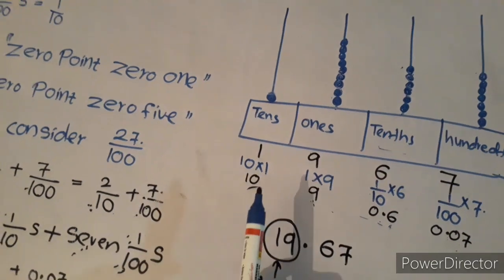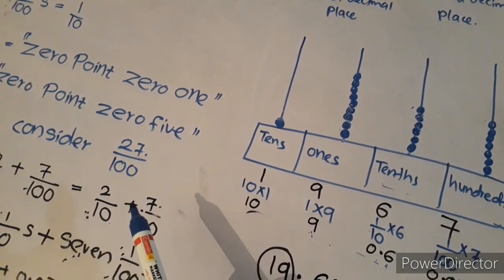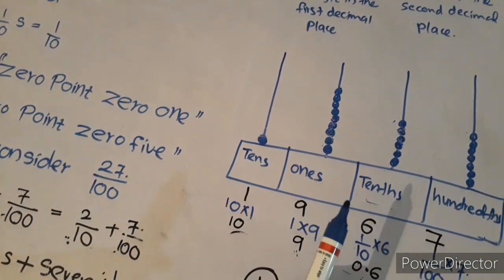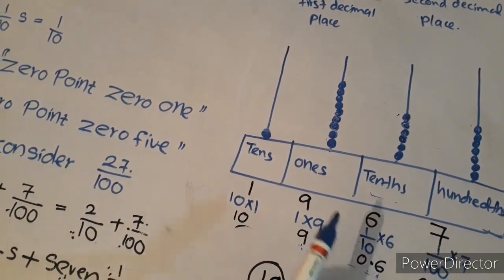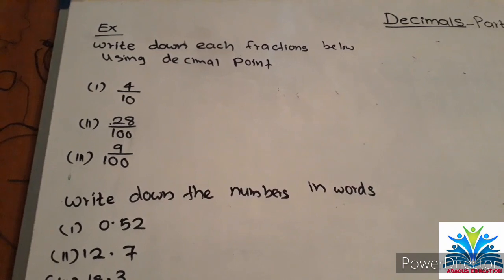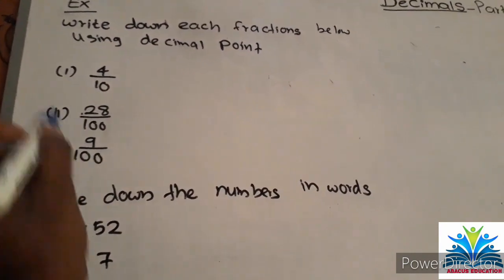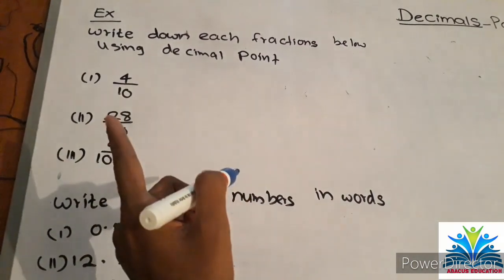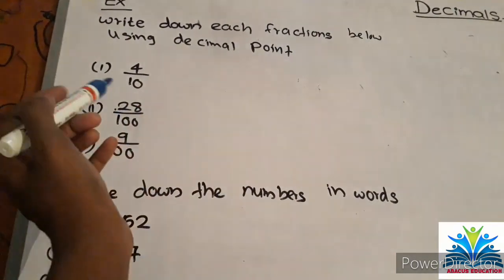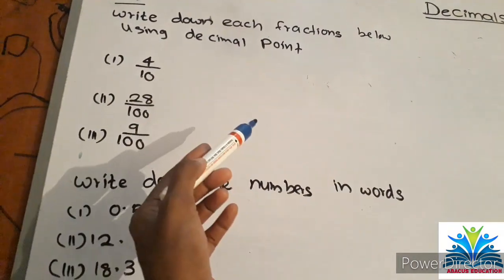Now we'll see some examples of how to write numbers in words, and how to write numbers given in words as numerals. Let us see the first exercise. Write down each fraction below using a decimal point. We have to write these fractions as decimal numbers.